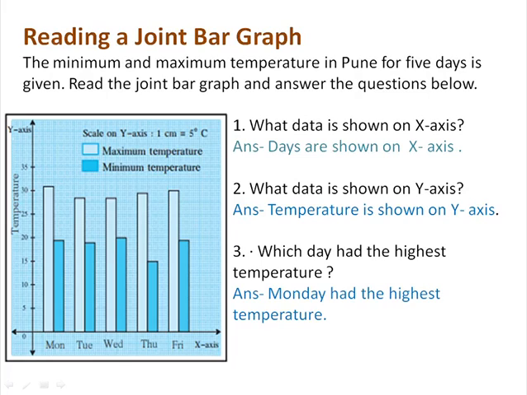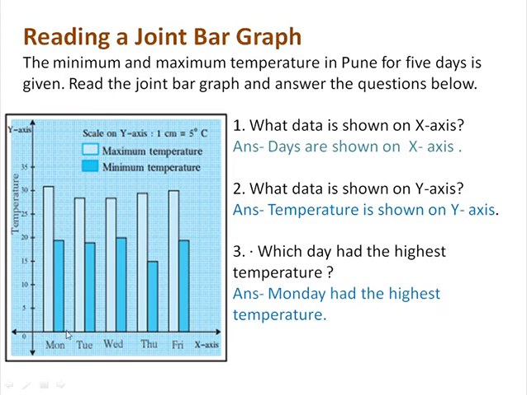Now children, page number 52, reading a joint bar graph. Let us take an example. The minimum and maximum temperature in Pune for 5 days is given. Read the joint bar graph and answer the questions below. Now children, look at this joint bar graph.